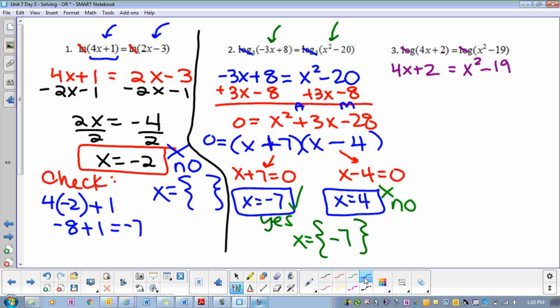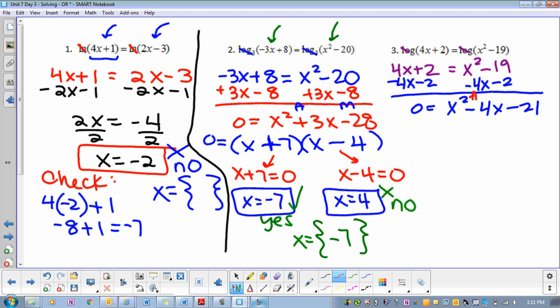Yeah, need to factor, right? So subtract that 4x, subtract the 2. 0 equals x squared minus 4x minus 21. Two numbers that multiply to give me negative 21 and add to give me negative 4. Negative 7 and 3. So x minus 7, x plus 3.